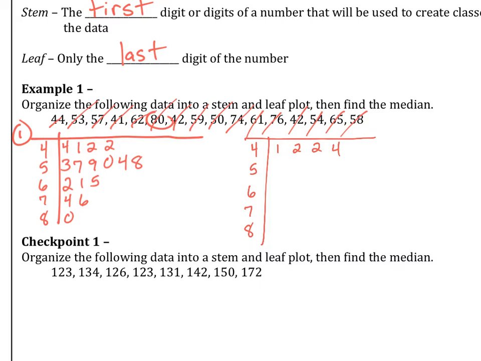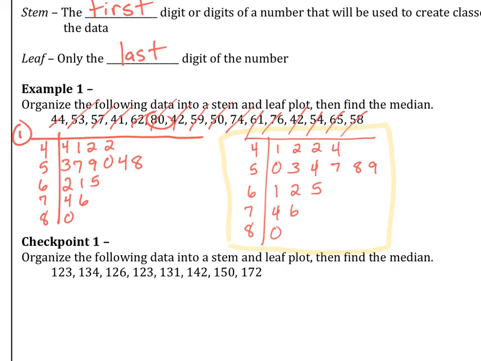Then the 50s, we have a 0, a 3, a 4, and then we have a 7, a 8, and a 9. In the 60s, it's 1, 2, 5. In the 70s, it's 74 and 76, and then it's just 80. So now everything's in the correct order. So I'm going to use a highlighter. This is the final stem and leaf plot. That's what we want.